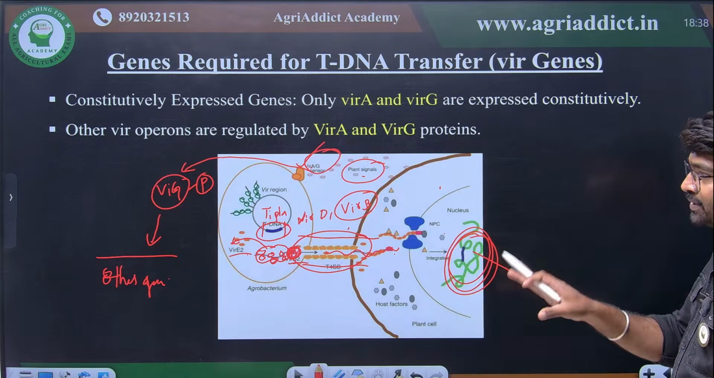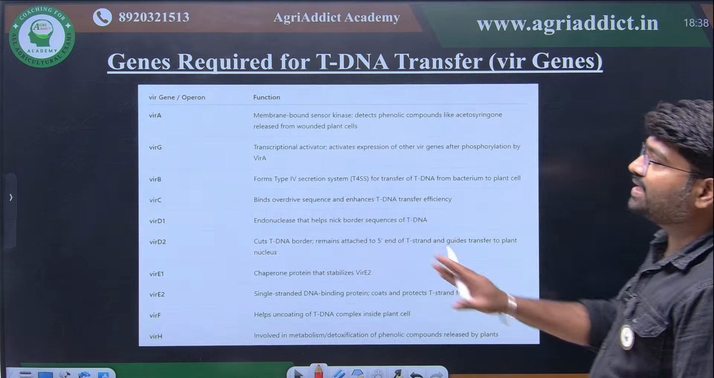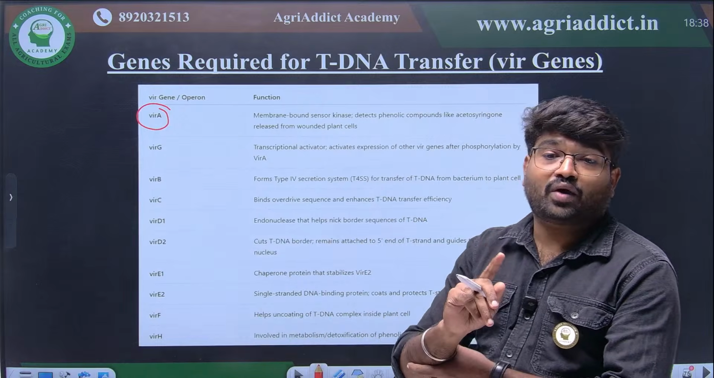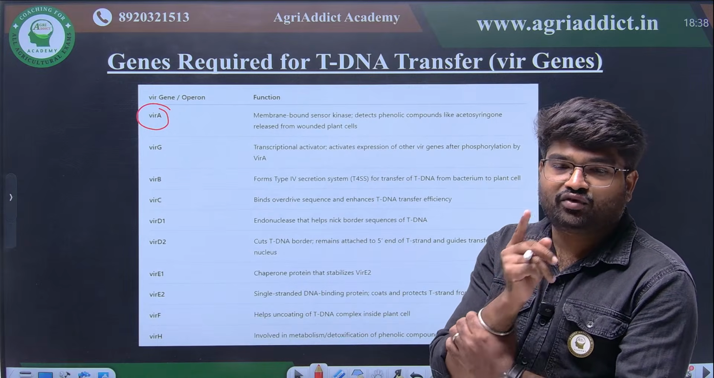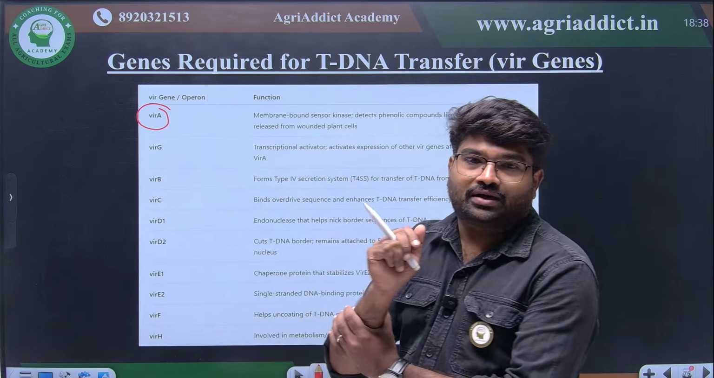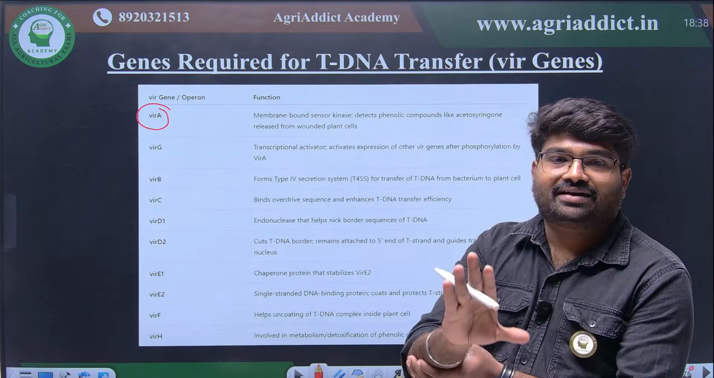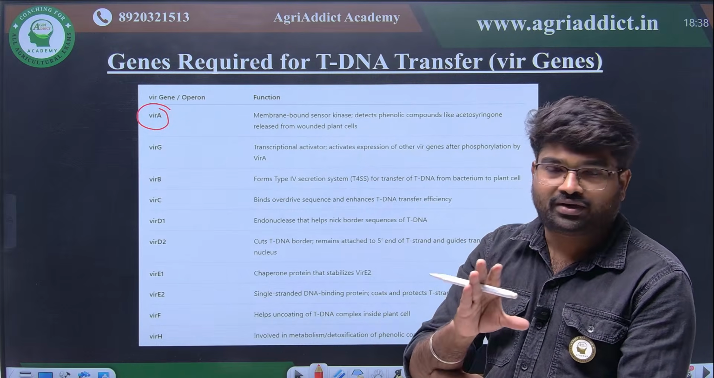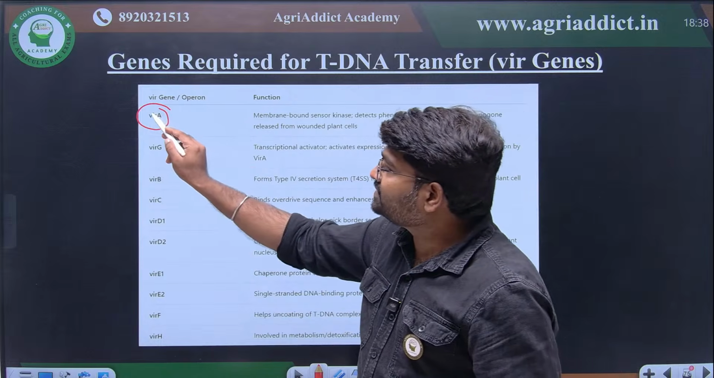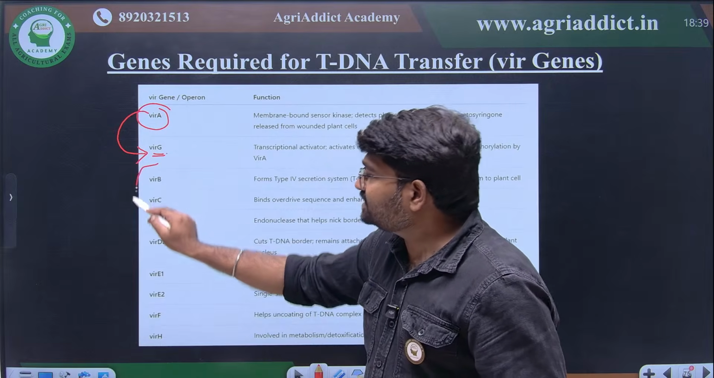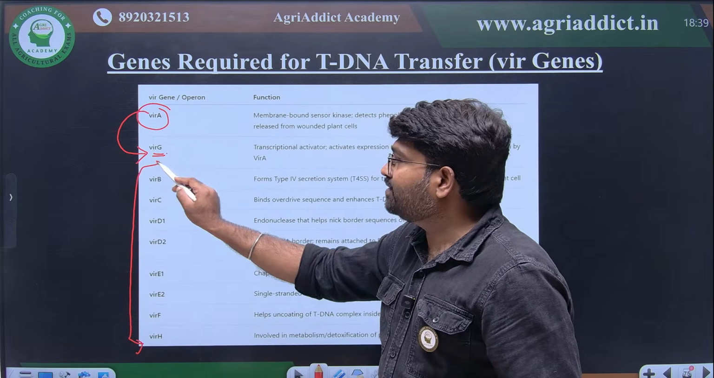This is the different Vir gene function you see here. Vir A, what will it do? This is the key question they are going to ask. Listen properly. If you have any doubt, kindly let me know. So, Vir A is a phenolic sensor. It is the first Vir protein that will sense the phenolic compound. Second, Vir A will autophosphorylate Vir G. This will activate all other Vir proteins.